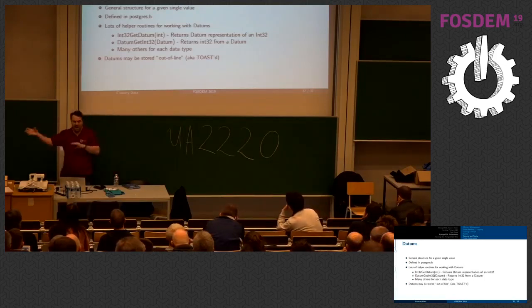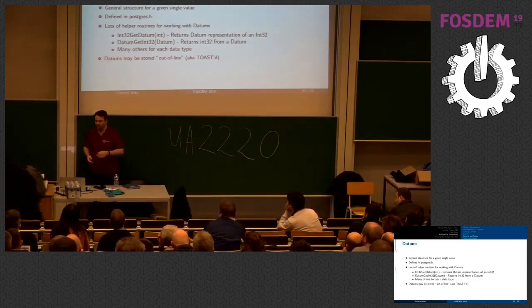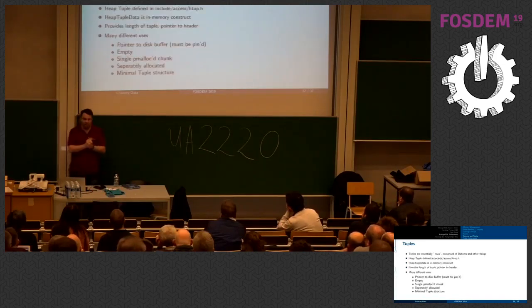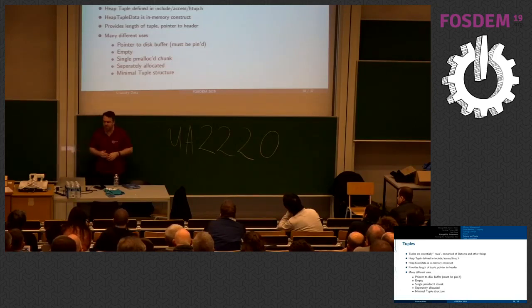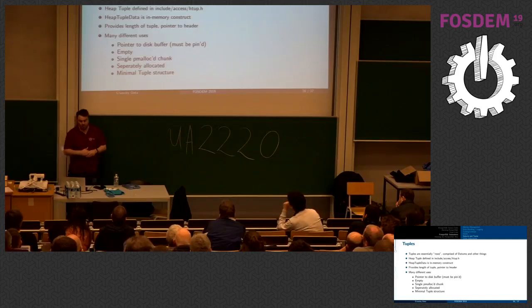If you try to access some data, you need to first check and see, has it been toasted? Do I need to do anything to deal with the fact that it's been toasted? So be aware of that. Tuples are then rows. Tuples are datums that are all shoved together inside of a row. HeapTuple is defined in include access htup.h. We have a HeapTupleData, which is an in-memory construct of a heap tuple. And that includes a length of the tuple and a pointer to the actual header. And then we can use these in a lot of different places, so be aware of that.